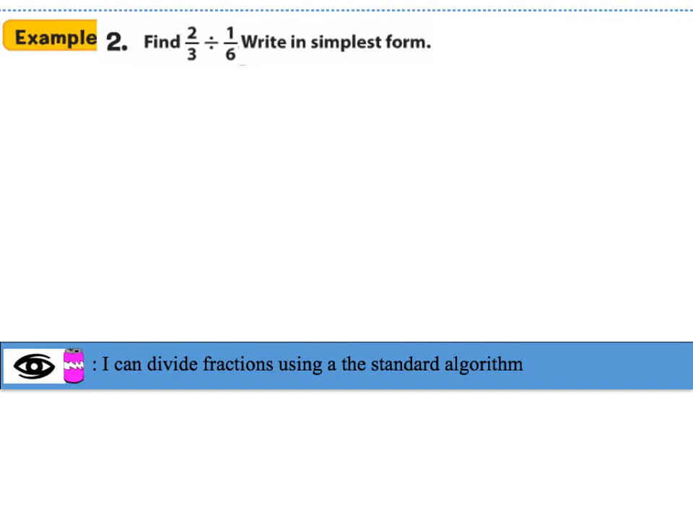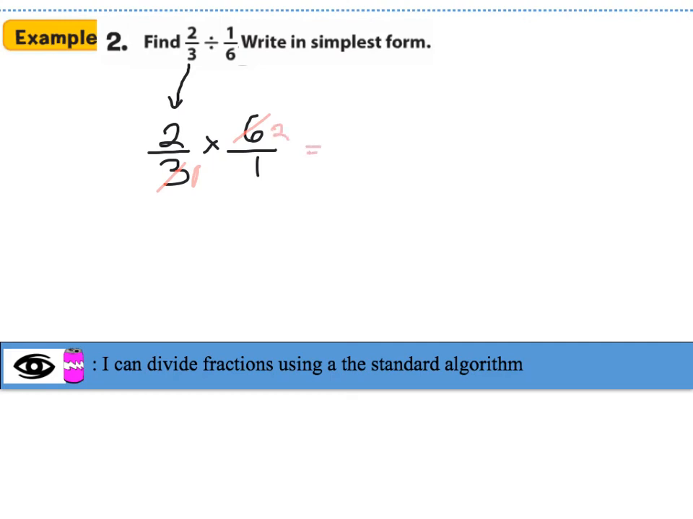So I'm going to take 2/3, and I'm just going to drop it down because I do not want to flip my dividend. I just want to keep that the same. My division sign becomes a multiplication sign. And for my 1/6, I'm going to take the reciprocal, and that is 6/1. Now what we can do is cross cancel. So I'm going to look at my 3 and the 6 right here. Here's the 6 and here's the 3. 3 can go into 3 one time, and 3 can go into 6 twice.